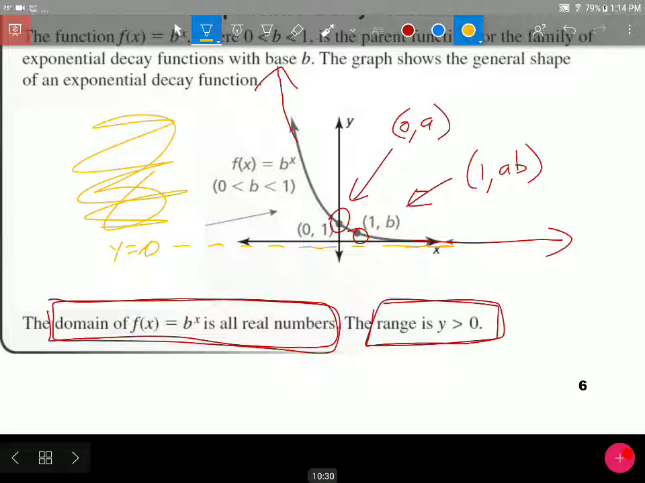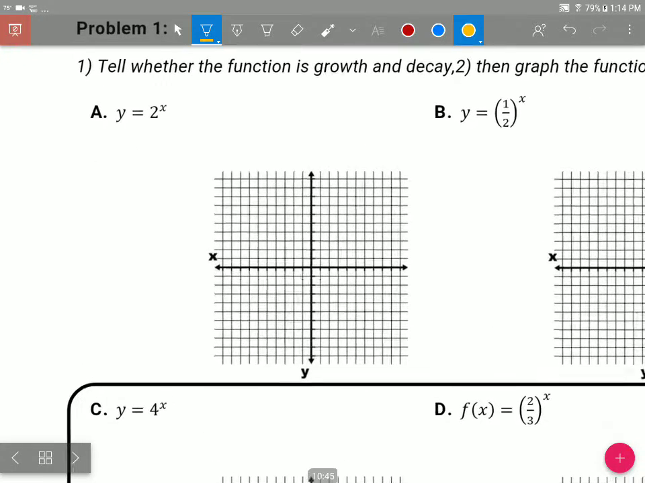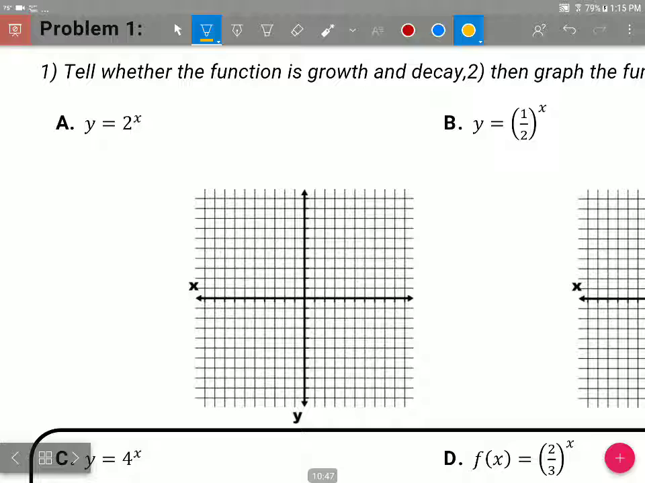Cool. If we flip it, then it's y is less than 0. So that asymptote is going to move eventually. But that's what we've got. All right, turn the page. Let's start graphing a few of these. First things first, tell whether the function is growth or decay. So letter A, is that growth or decay? Why?